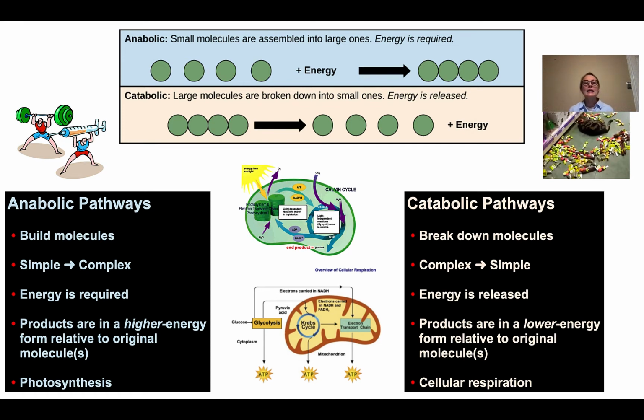We can also think about anabolic pathways when we're building molecules, building that muscle with our anabolic steroids. So we start from more simple molecules and assemble larger, more complex ones. Energy is required to do this, so our cells have to put in energy to perform anabolic reactions. In anabolic reactions, our products are at a higher energy form relative to the starting molecules. An example of this is photosynthesis.